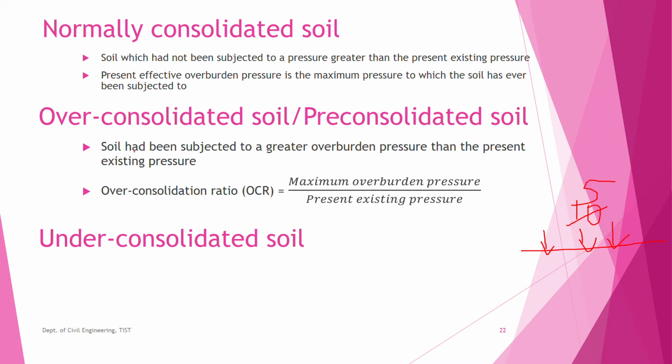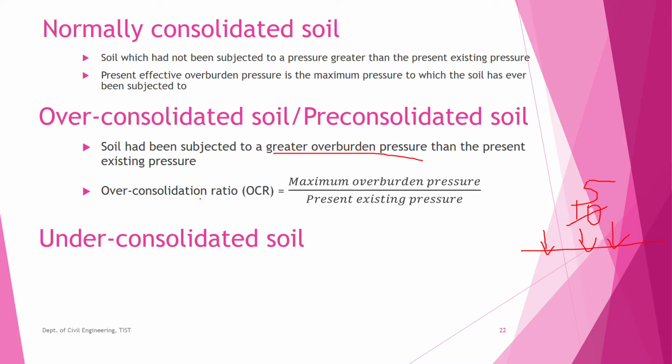So it is soil which had been subjected to a greater overburden pressure than the present existing pressure. Here, what is the pressure it was subjected to? It was subjected to a pressure of 10, but now there is only 5. So it was subjected to a greater overburden pressure and the present pressure is less than that. In that case, the soil is known as over consolidated soil or preconsolidated soil.